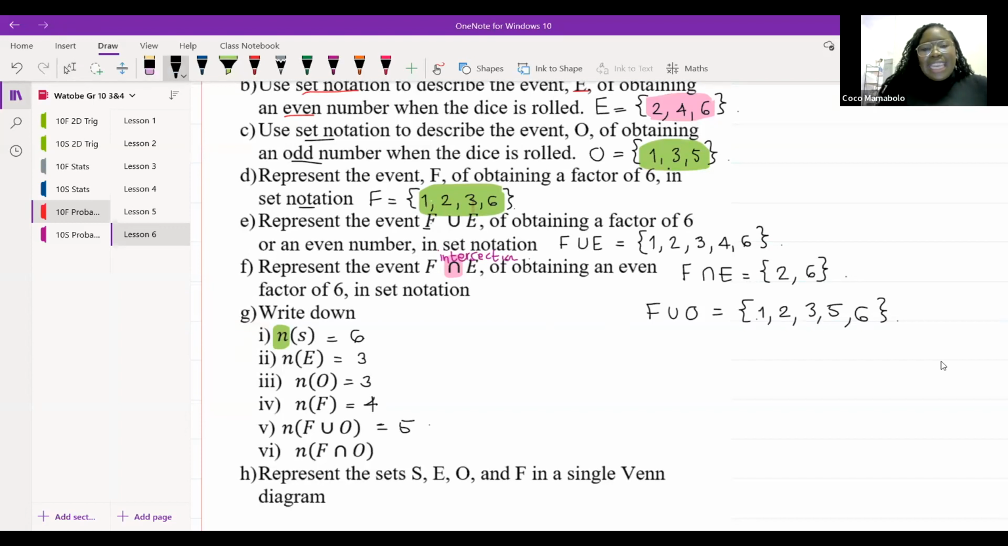It says F intersection with O. So we only want things that are in both. Which numbers are in both? 1 and 3, sorry. Just 1 and 3. So how many elements do we have? We only have 2.